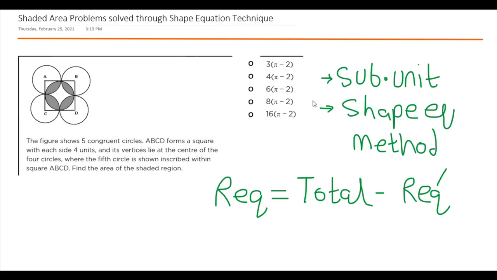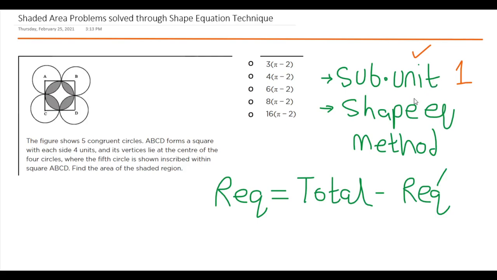The first thing I expect you to know is what a subunit is. A subunit is a small sample which can represent the overall population, the overall idea. If there is a small piece which can represent the overall idea, all you have to do is find the area of just one piece, multiply by the number of times it appears, and you get the overall total shaded area.